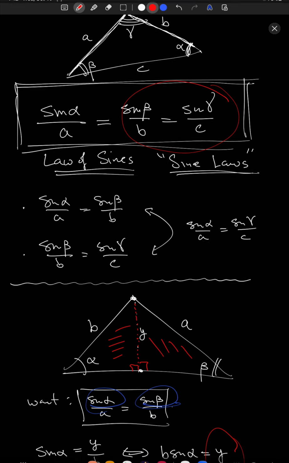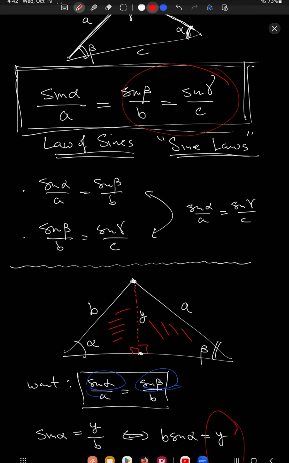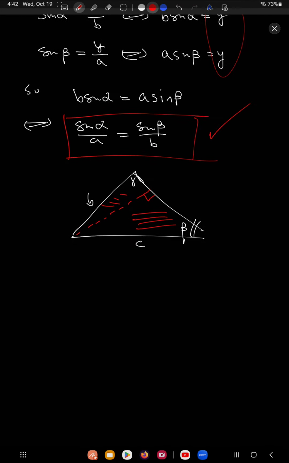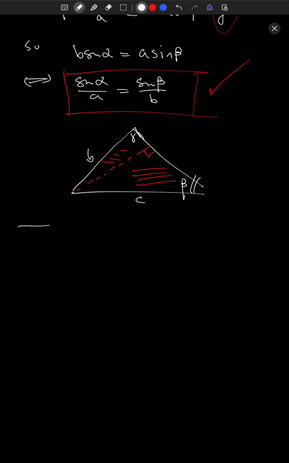All right. And again, we don't have to prove the last one because if one thing is equal to a second thing, and that is equal to a third thing, then the first thing is, of course, equal to the third thing. All right, so that justifies our law of sines.